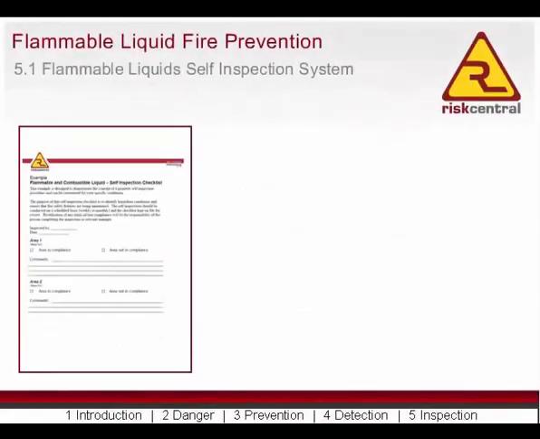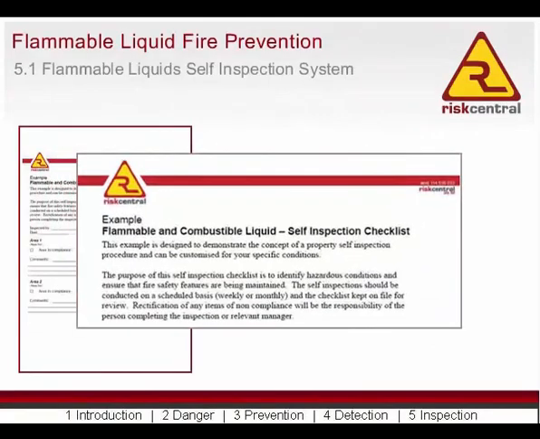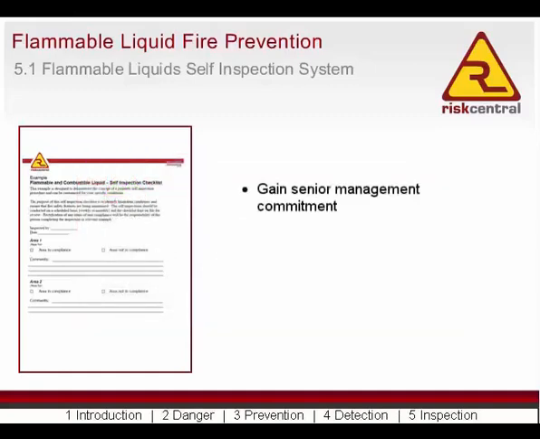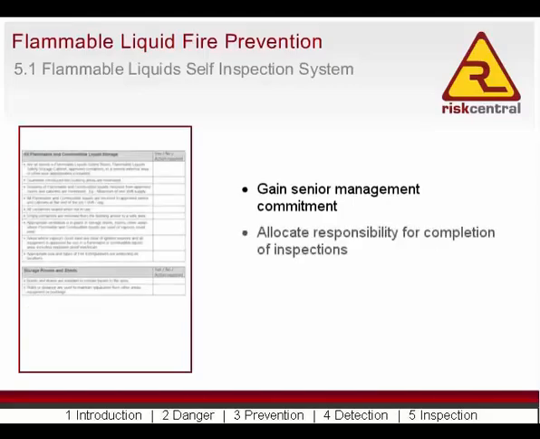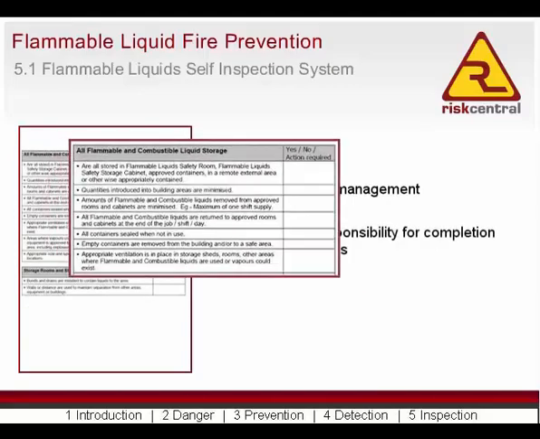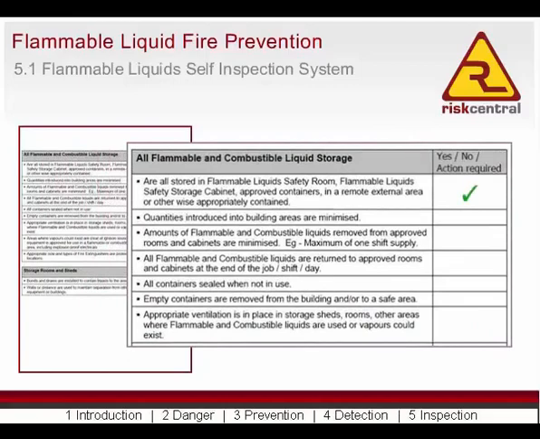A flammable liquids self-inspection system is designed to ensure that appropriate flammable liquids fire prevention controls are in place at all times. The implementation and maintenance of an effective flammable liquids self-inspection system involves a few simple principles. Gain senior management commitment. If the system is not openly supported by senior management, it will not be effective. Allocate responsibility for completion of regularly scheduled self-inspections in each specific area of the site. The inspections should be conducted about monthly.